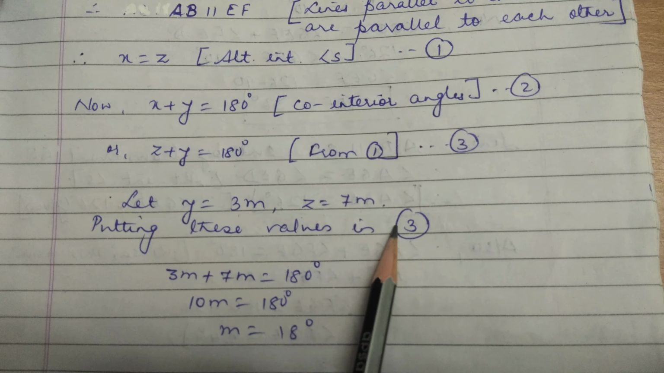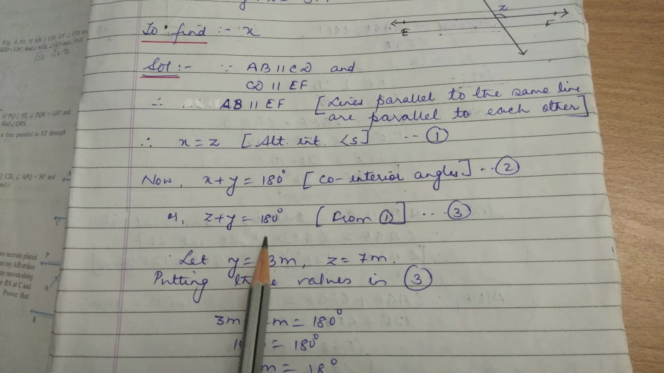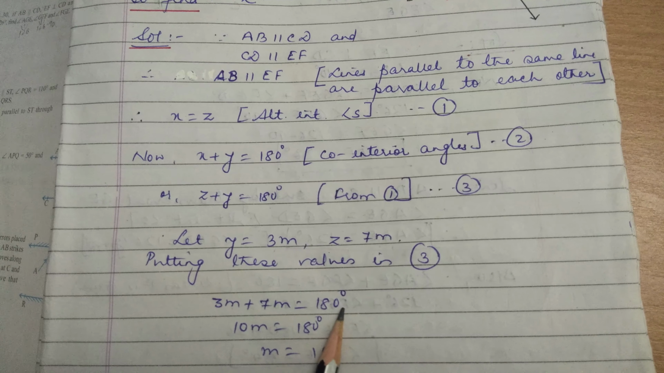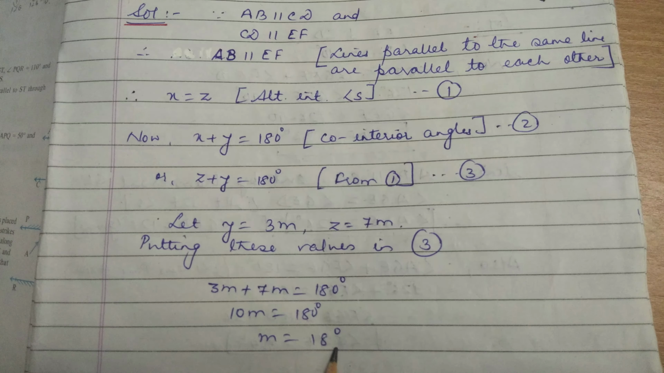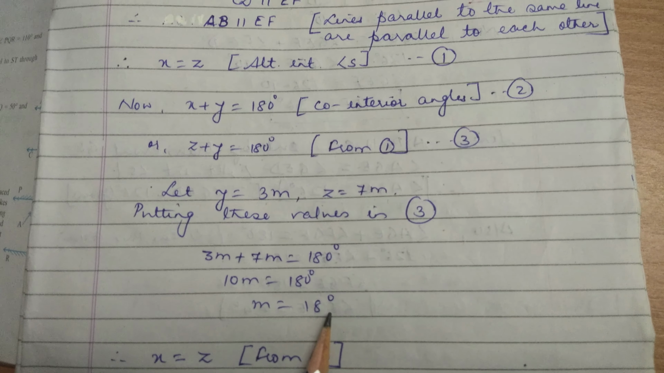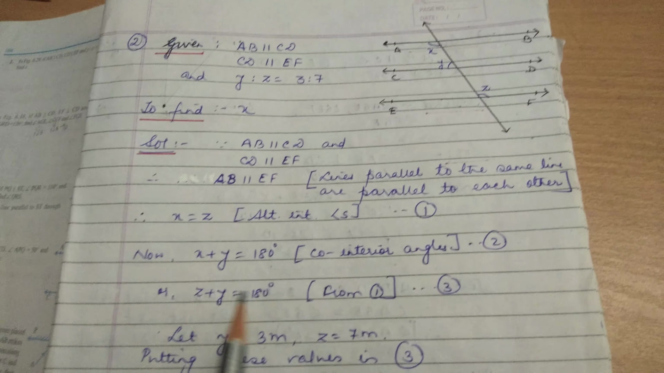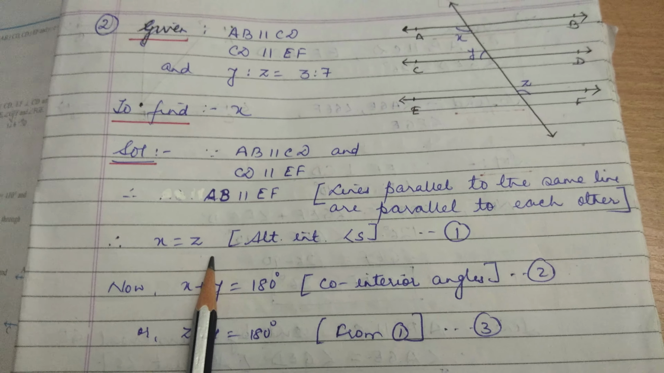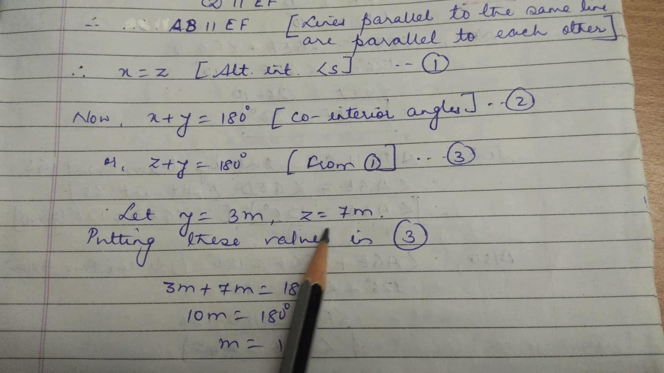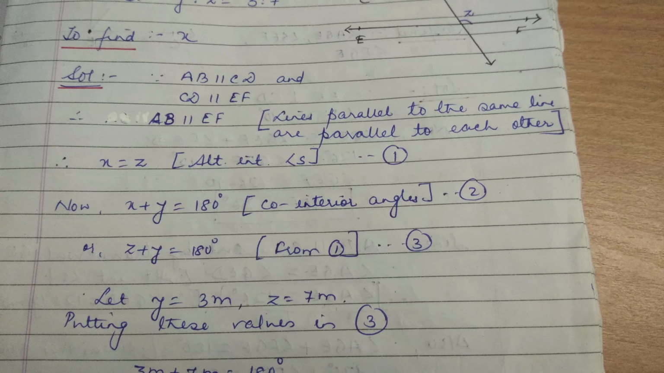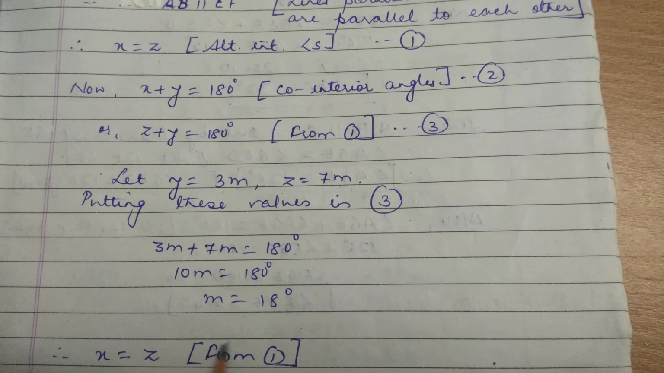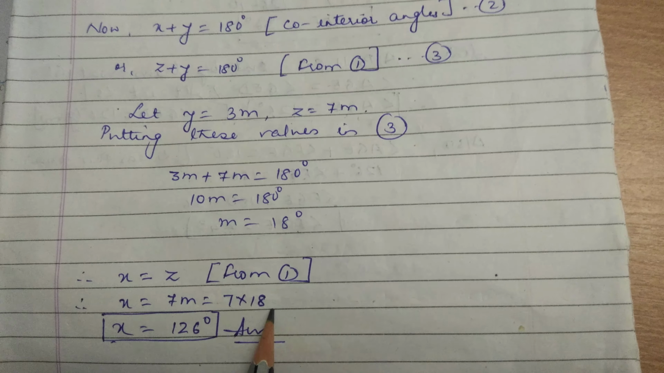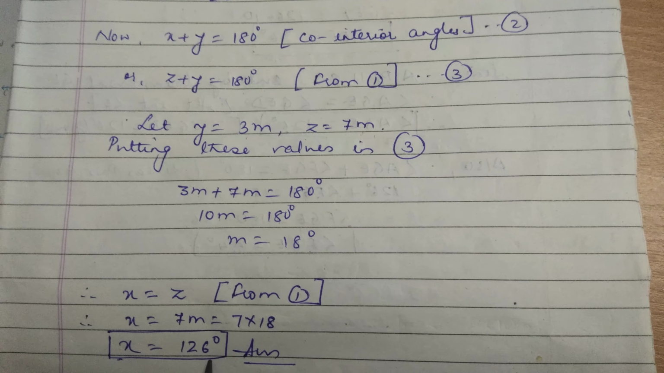Now putting these values in equation 3, what do we get? In place of z and y, we can write 3m and 7m. So 3m plus 7m equals 180 degree. So m is equal to 18 degree. Now we have to find out x. Now what we have already found out, that x equals z. Okay, because they are alternate interior angles. So what is z equal to? 7m. Now just multiply 7 with 18 degree, you will get x equals 7 into 18, that is 126 degree.